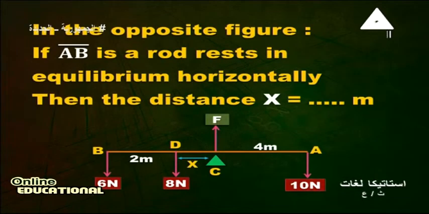Look at another example. In the opposite figure, AB is a rod resting in horizontal equilibrium, then the distance x equals what? Look at the opposite figure, we have AB is a rod. The distance between B and D equals 2 meters. The force at B equals 6 Newton downward, at D 8 Newton, at A 10 Newton. We have a support at C. The force up equals F.